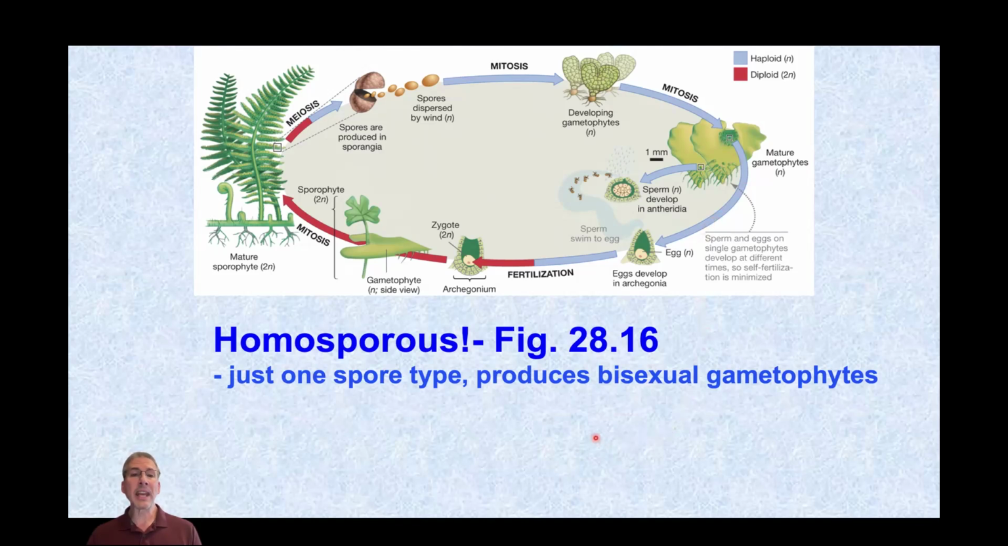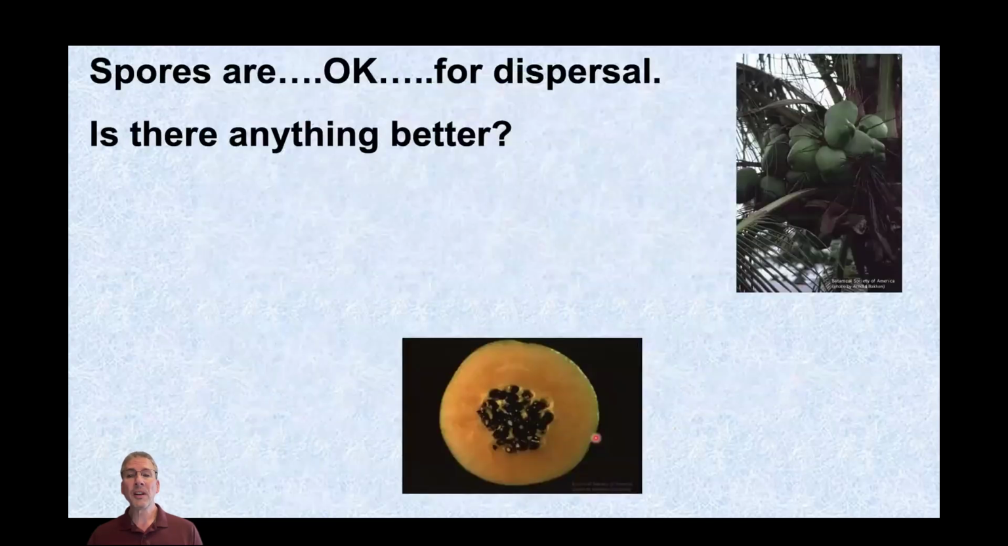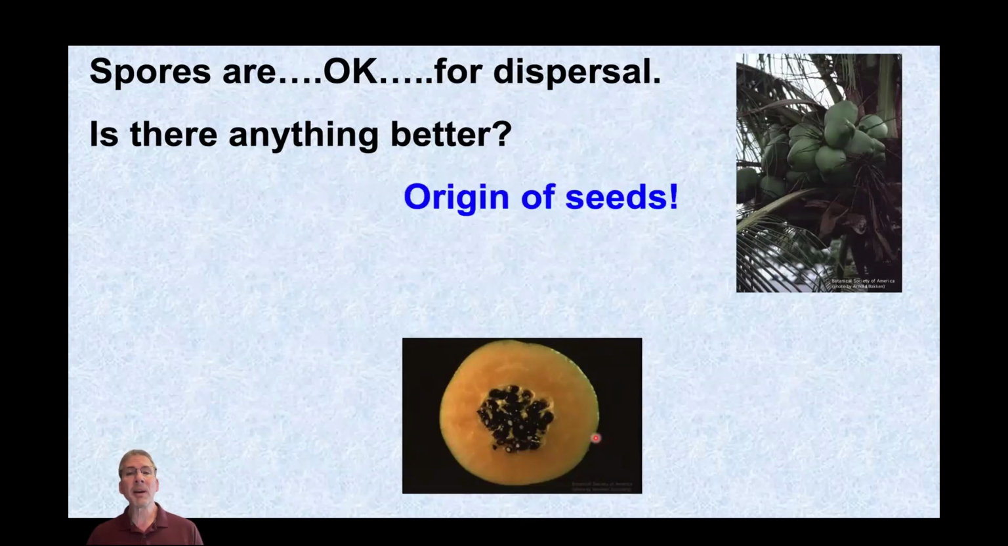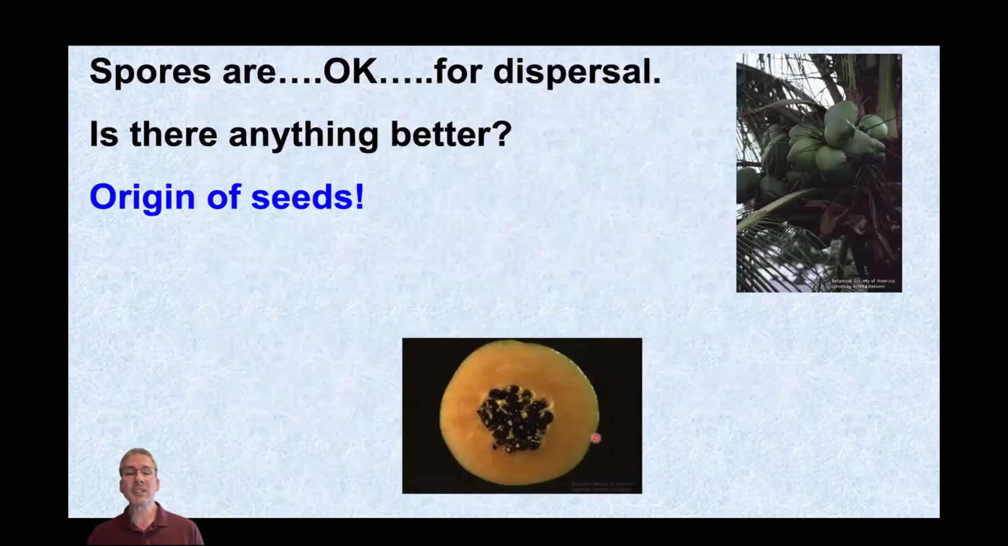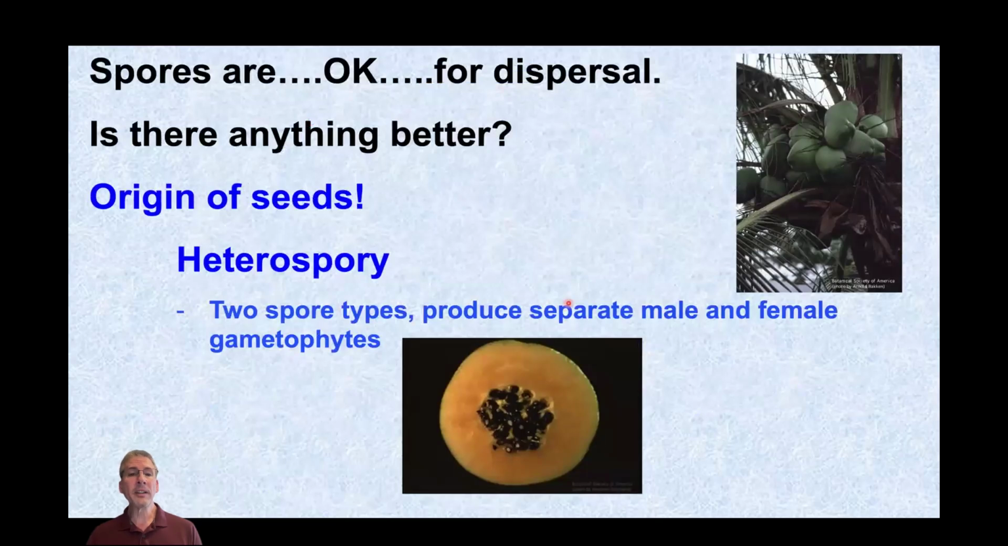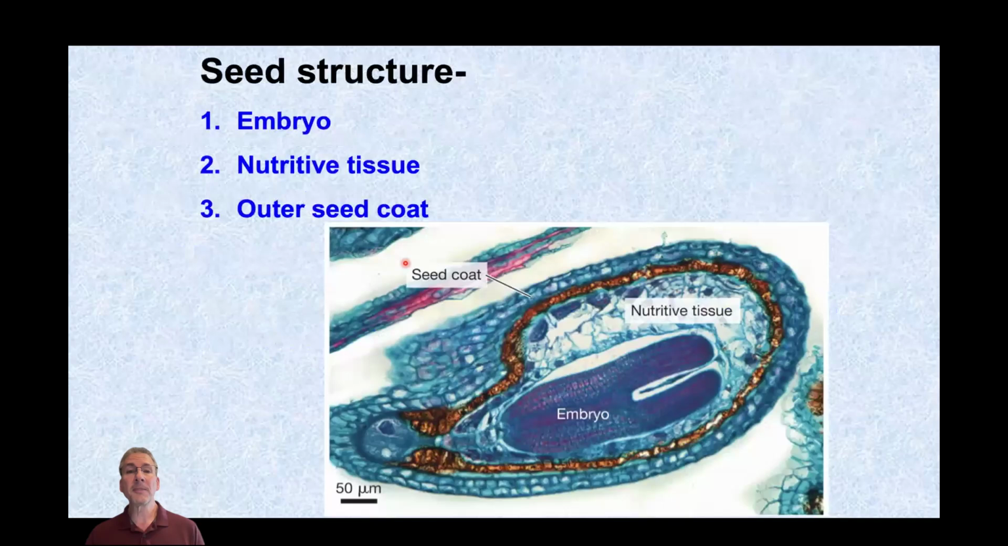And if you think about mosses and ferns, they pretty much rely on their spores for dispersal. And that's okay, that works well for them. But is there anything better? Well, now let's talk about the origin of seed plants. It turns out that seed plants required the advent of heterospory. So heterospory refers to producing two types of spores, namely one that will grow into a male structure and one that will grow into a female structure. So one grows into a male gametophyte, the other into a female gametophyte.